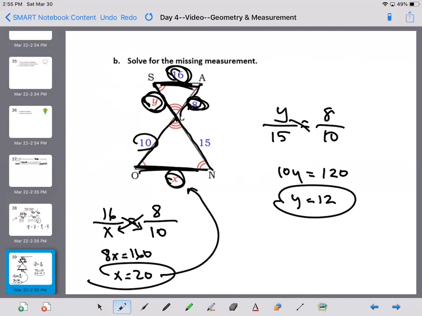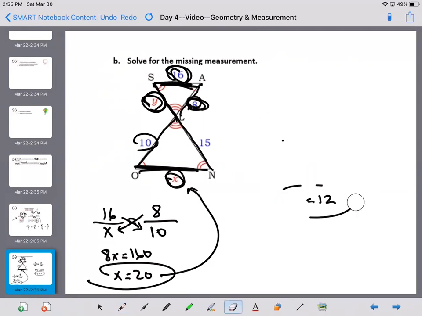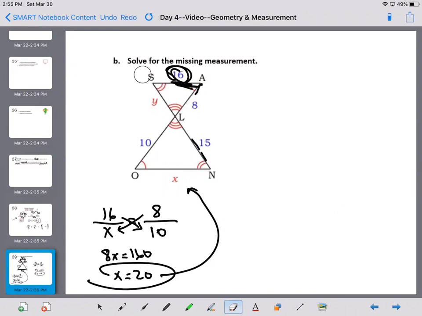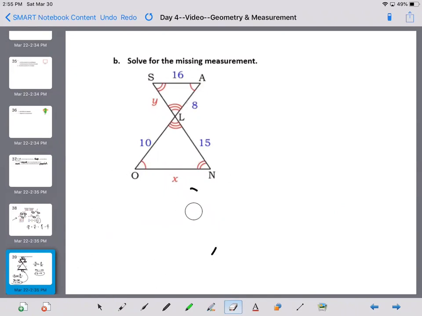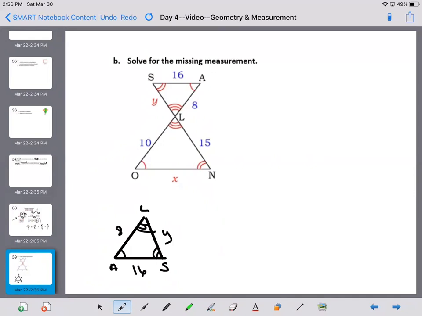Another way to look at this is if you wanted to redraw your figure. So here's the small triangle, and this is A, S, and L. A has 1 ring, S has 2 rings, and L would have 3. Now, what are the side lengths that I know? Between 1 and 3 rings is 8. Between 2 and 3 rings is y, and this is 16. Now, what about the bigger triangle?